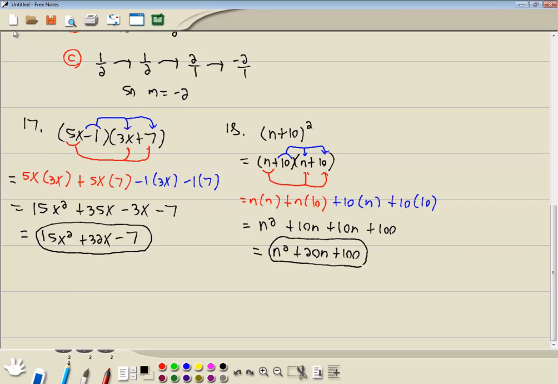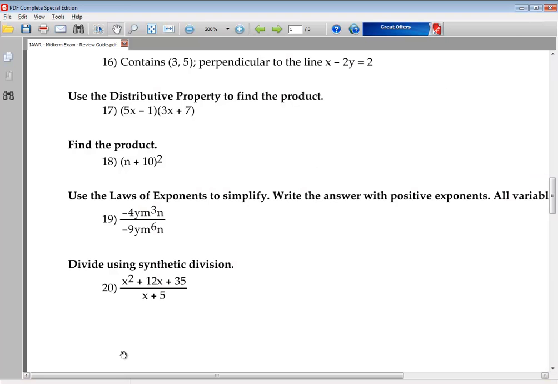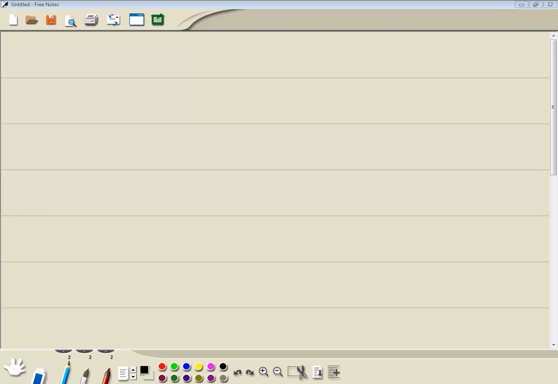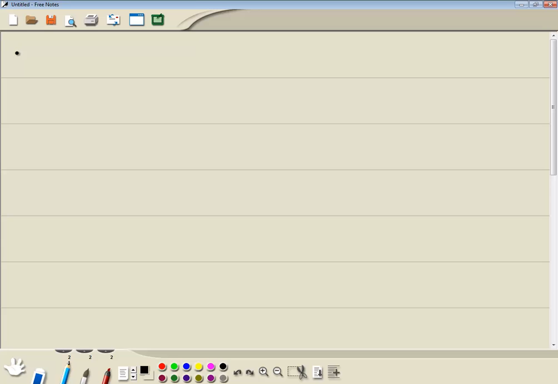Yeah, start a new page. And I guess time for that to blow up, so let me bring up another one. And let's take a look at number 19.